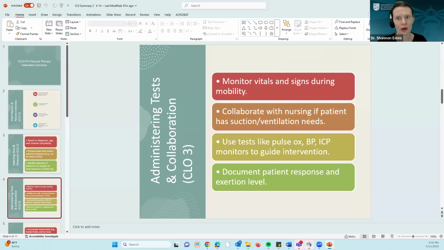Monitor vitals, we know that, right? Collaborate with nursing. If the patient has suction or ventilation needs, you're always going to collaborate with the team for safety. You're going to use your tests like your pulse ox, BP, ICP to guide your intervention. So I'm looking at these things to make sure what I'm doing is safe. And then you're documenting your patient responses and exertion level.